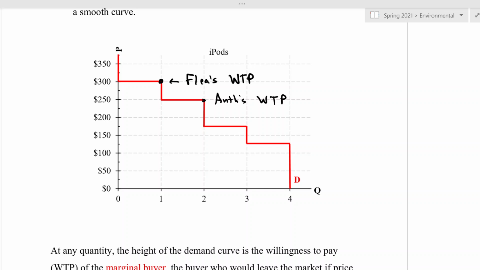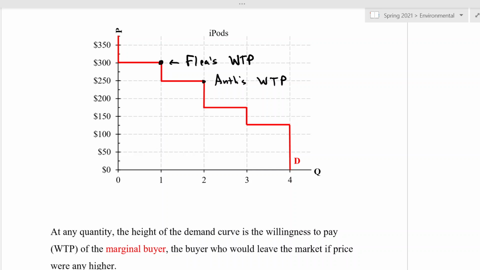Okay, so we're going to be moving on next to consumer surplus and going through a similar example with the same four people, and then we're going to show how at different prices we can have different consumer surpluses for each of these people. Okay, we're going to do that in the next video.